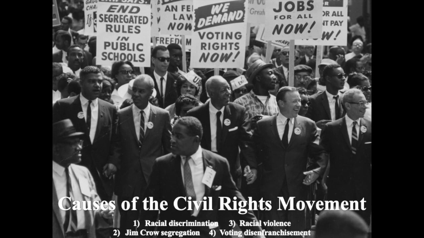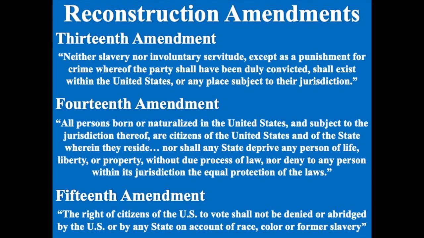In many ways, the modern civil rights movement was a continuation or perhaps a finishing of the work that was commenced during the Reconstruction period. After the Civil War, the United States Congress passed and ratified three important amendments to the United States Constitution, sometimes called the Reconstruction Amendments. The first one, of course, being the 13th Amendment, which abolished slavery in the United States. Now, involuntary servitude could still occur for those who had been convicted of a crime, but involuntary servitude or slavery was made illegal by the 13th Amendment.